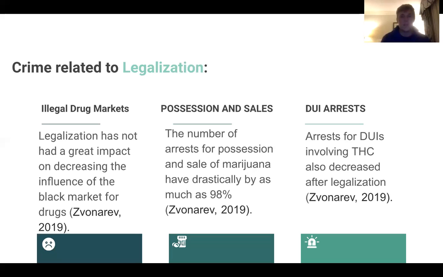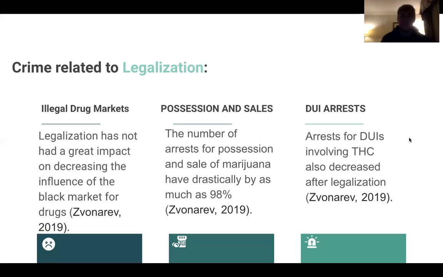In terms of possession and sales, the number of arrests has actually decreased dramatically, by as much as 98% in Washington, D.C., and greatly decreased in the rest of the states, which is putting fewer people in prisons and just making it less fearful in many areas.